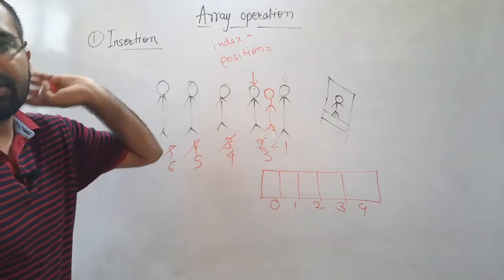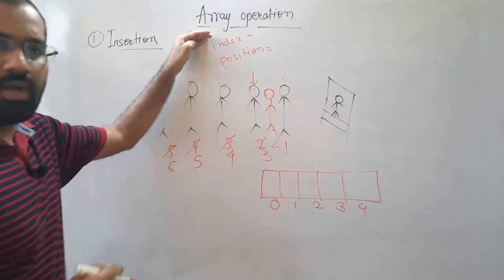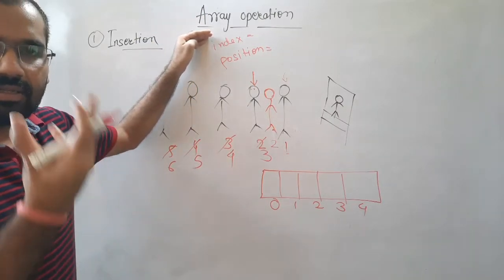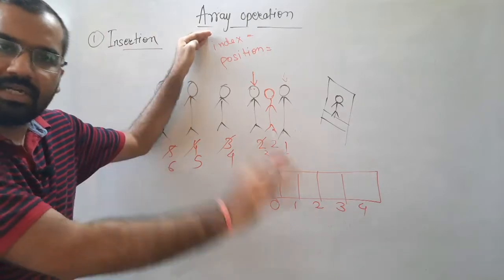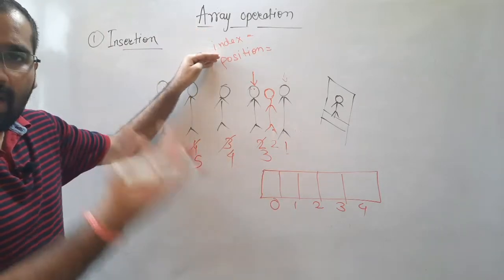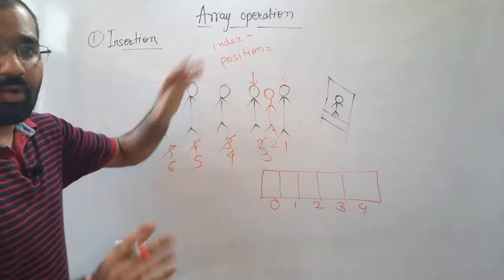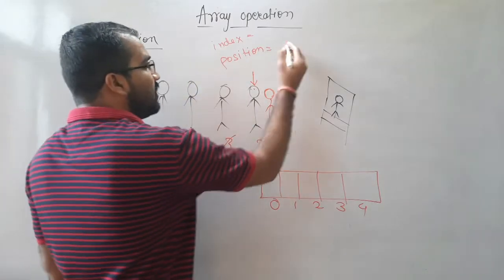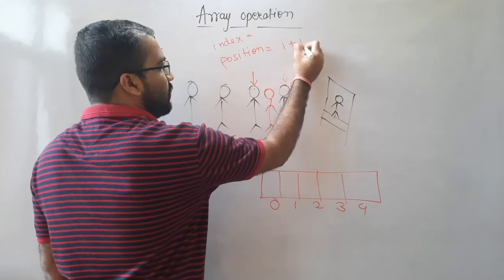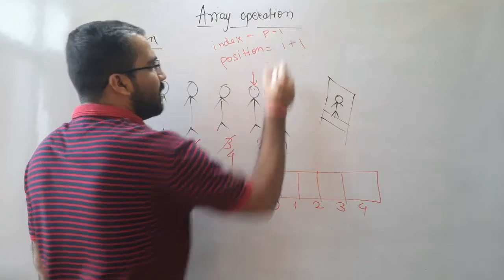By using any of these two terms, they can tell you that you have to insert the particular element at a particular index, or insert an element at a particular position. Now what's the difference between that? Position is simply nothing but index plus 1, and index is nothing but position minus 1.